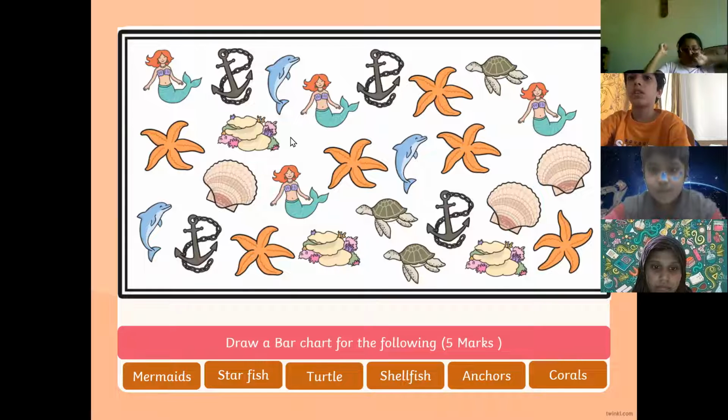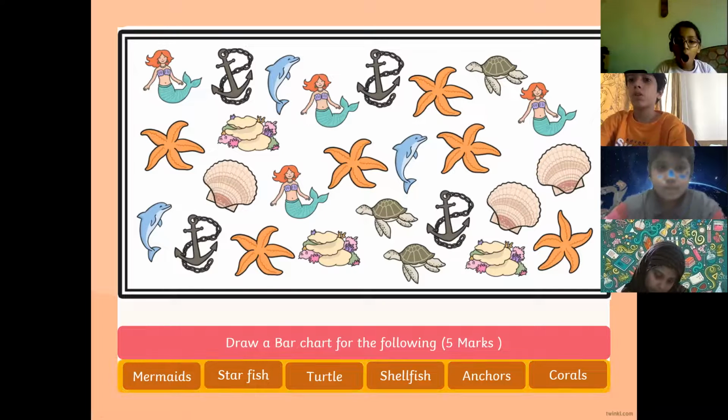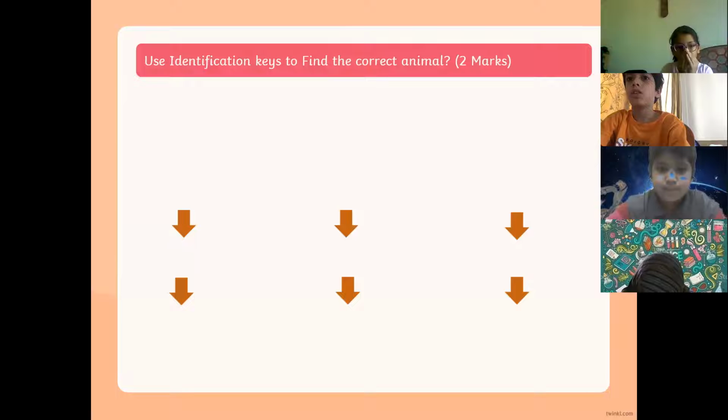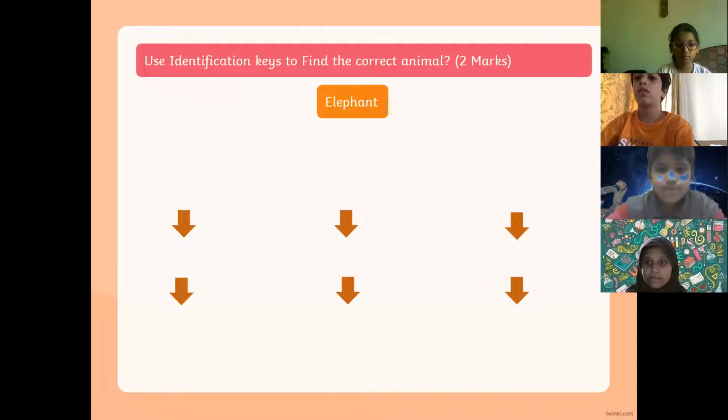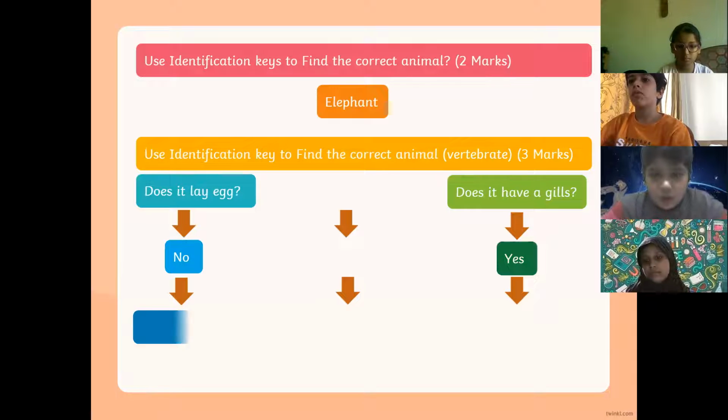So here you have to draw a bar chart, okay? You have to make lines, you have to count, and then you have to make a bar. This is the third slide. And the fourth slide is this. We have done identification keys. So you have to write 5 questions for elephant, okay? Identification keys.